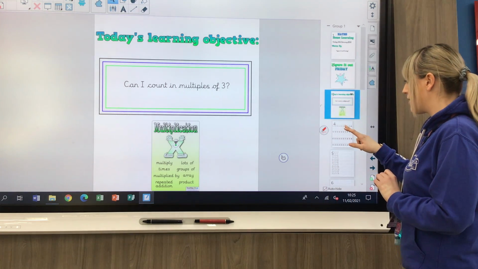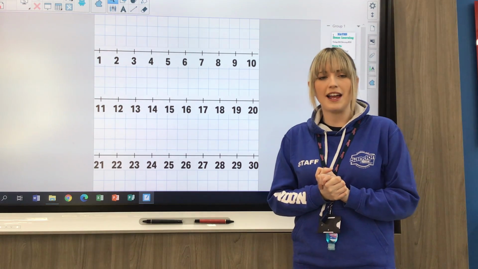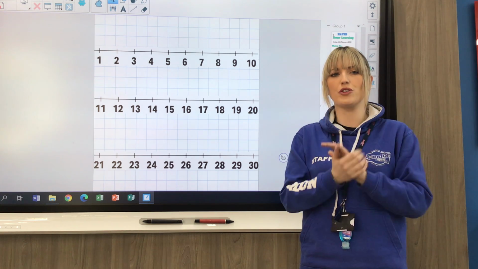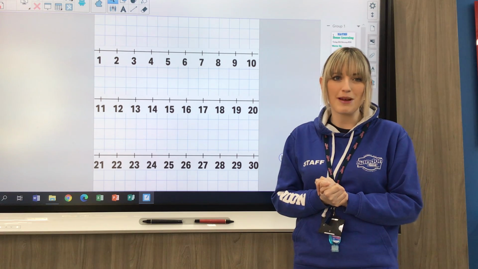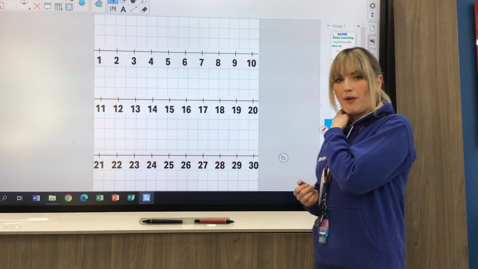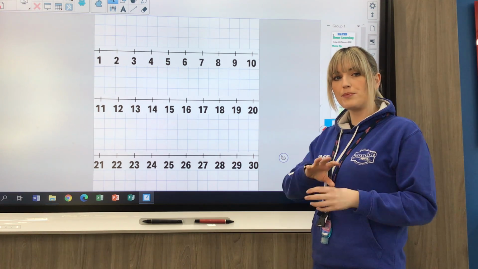Okay, so we've spoken about times tables before, and I said I don't like the word times very much. Can you remember what word I prefer? Well done if you remembered. It's lots of. I much prefer lots of. So when we're counting in 3s, we are doing jumps of 3.